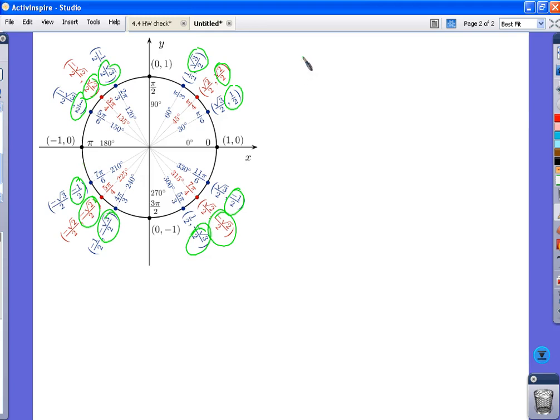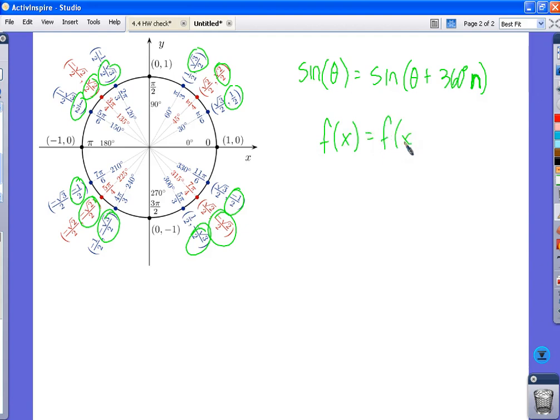So sine is periodic because the sine of theta is equal to the sine of theta plus 360 degrees times n: 1 rotation, 2 rotations, 3 rotations, 4 rotations. We can fill in n with any whole number we want, 1, 2, 3, 4, negative 2, negative 5, negative 6, any integer, and they'll be the same thing. Both of these will be the same. That's the definition of a periodic function. A periodic function, more generally, looks like this: f of x is equal to f of x plus some period. We call the period 360. If we go around any multiple of 360, we'll find the sine again.